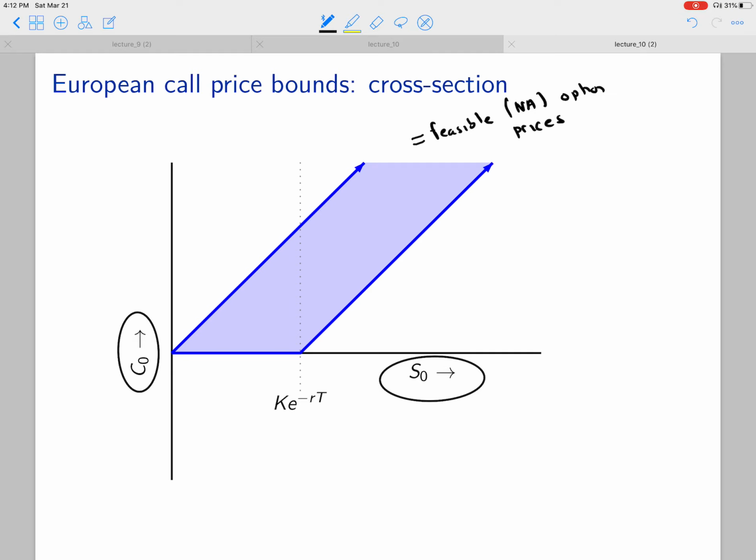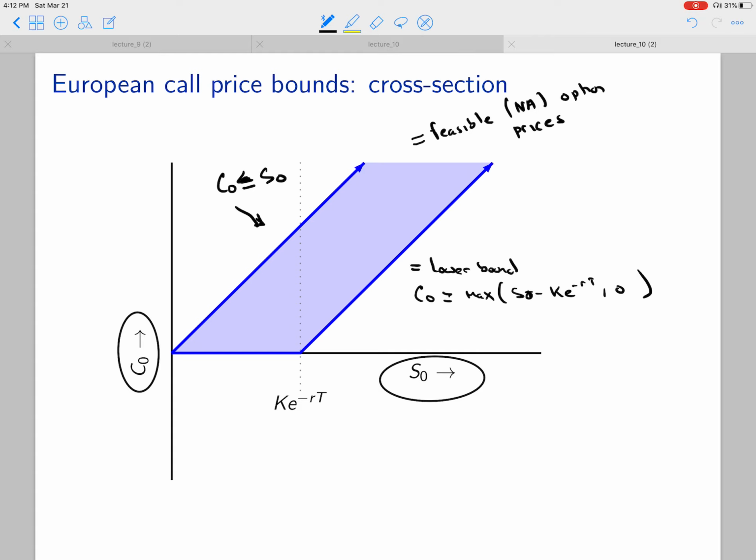Okay. Let's translate our mathematical bounds into this graph. The call price here is going to be less than or equal to the stock price. And this blue line on the top just plots a 45-degree line in which the call is equal to the stock price. The bottom blue line represents the lower bound. Okay, this was the feature that the call is greater than or equal to the present value of the intrinsic value.